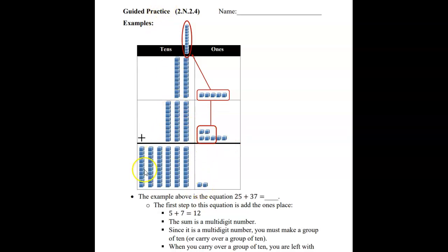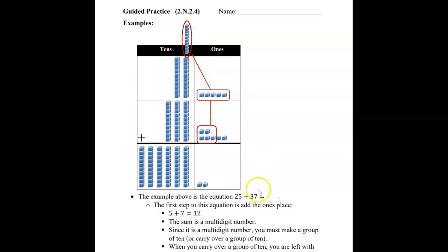And then we have the total. 10, 20, 30, 40, 50, 60. Then we have 2 over here. All right. So the first step in this equation is to add the ones place. So 5, plus 7, 1, 2, 3, 4, 5, 6, 7, equals 12. So we put 2 here. See that? But look at this, what they put up here.